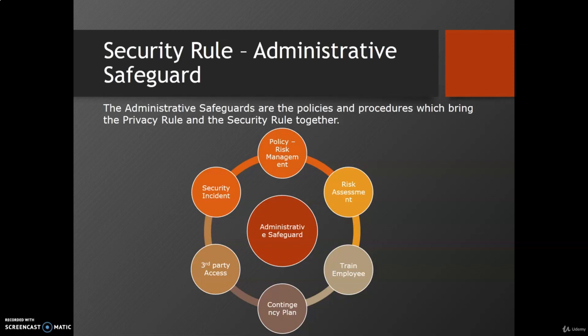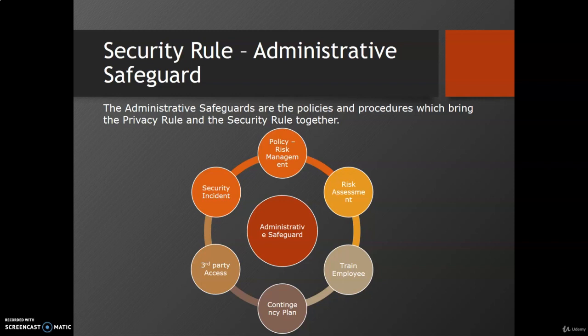Our next safeguard is the administrative safeguard. Administrative safeguards are the policies and procedures which bring privacy rules and security rules together. So here mostly we are talking about policies. We should have a risk management policy, which talks about what the tolerance of risk is, what the different levels of risk are, and how we are calculating our risk. We are reporting the risk on a periodic basis. Then we should be doing the risk assessment on a quarterly basis.